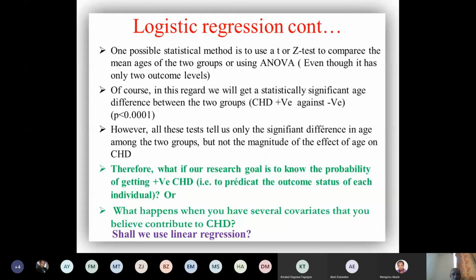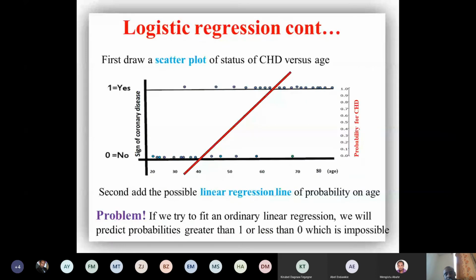So this is a problem. If you try to fit a linear regression on such binary data, you will predict probabilities less than 0 and greater than 1, which is impossible, right? You are attempting to predict probabilities greater than 1 and less than 0, which is, of course, impossible. So we cannot apply linear regression to a binary outcome as it is.